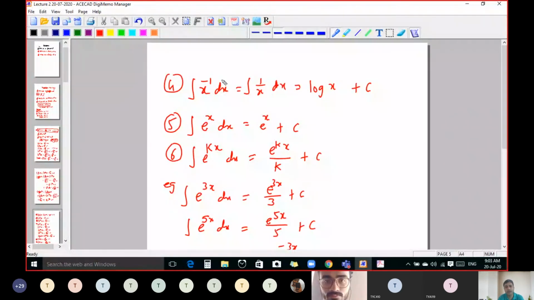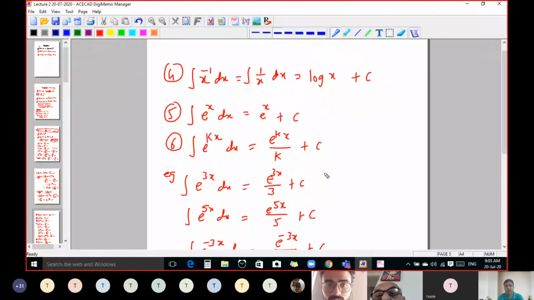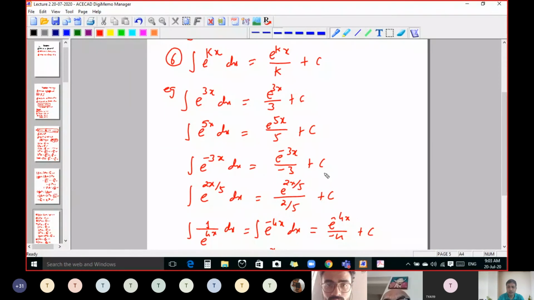If n equals minus 1, that means it is 1 upon x, and we know that the derivative of log x is 1 upon x. So we can say that integration of 1 upon x is log x plus c. Integration of e raised to x is e raised to x. Integration of e raised to kx is e raised to kx upon k. This we already discussed in our previous lecture.